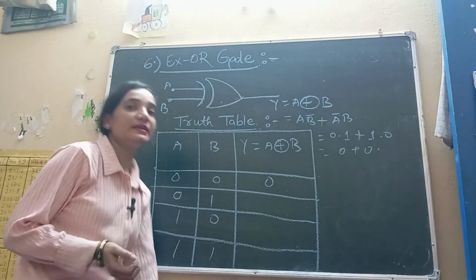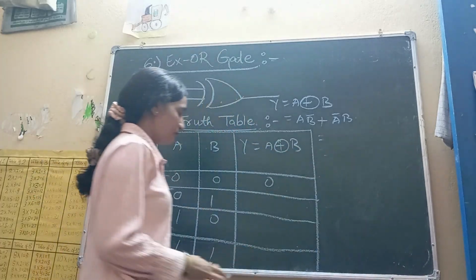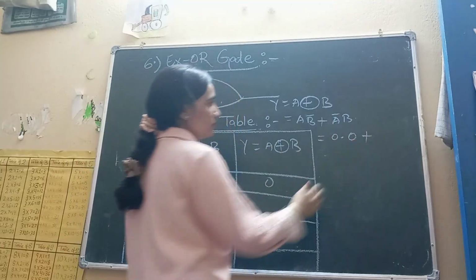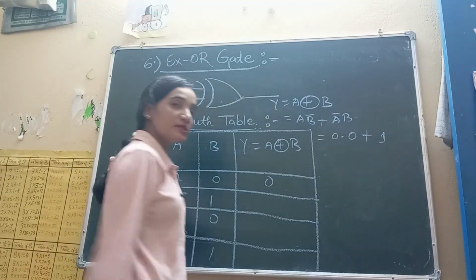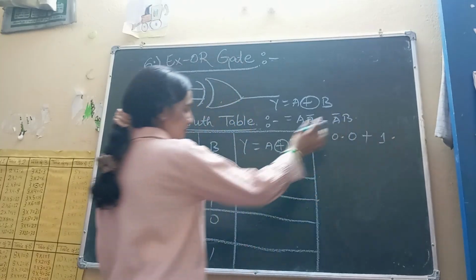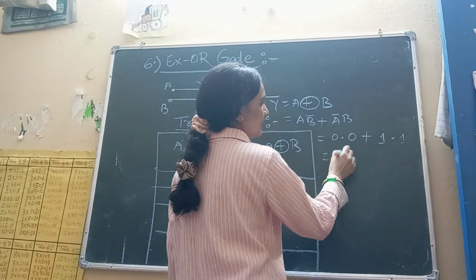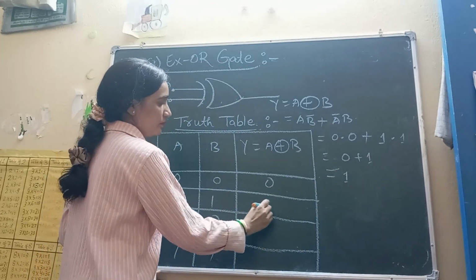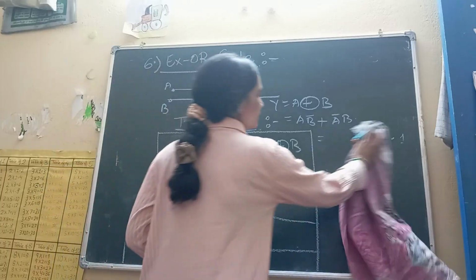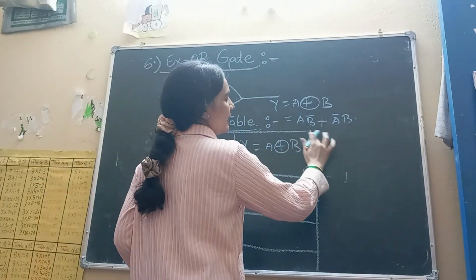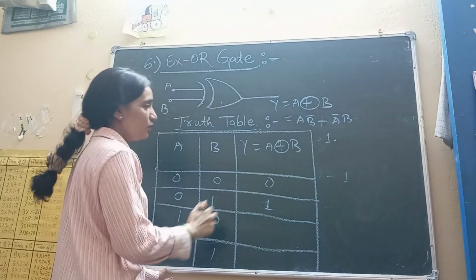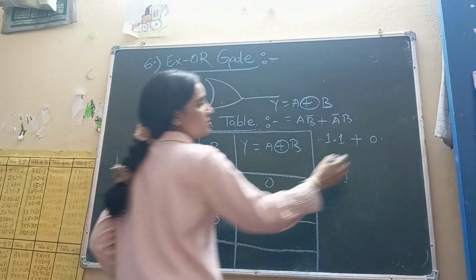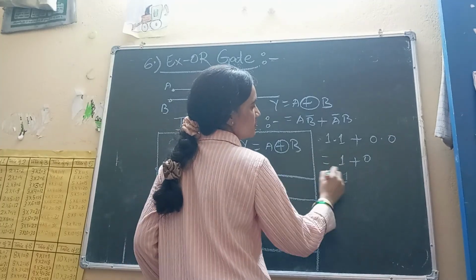Now let us check for the different input. When A is 0, A bar means 1 and B will be 1. So here we are getting 0 plus 1, so output is 1. And similarly for the second option, A is high, B bar means 0, means 1 plus A bar means 0 and B means 0. So here we are getting 1 plus 0, so 1.